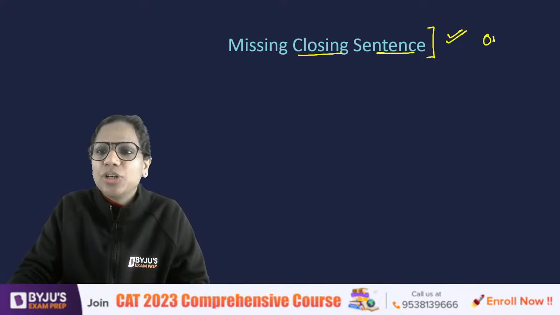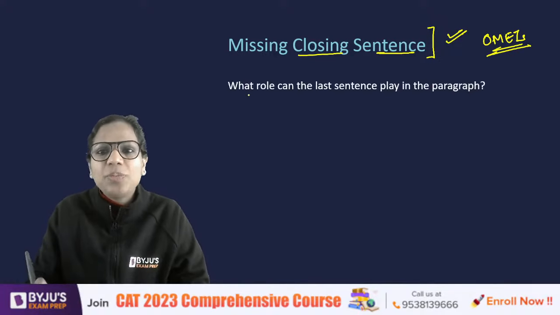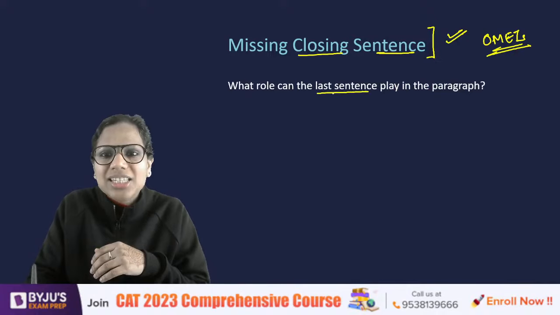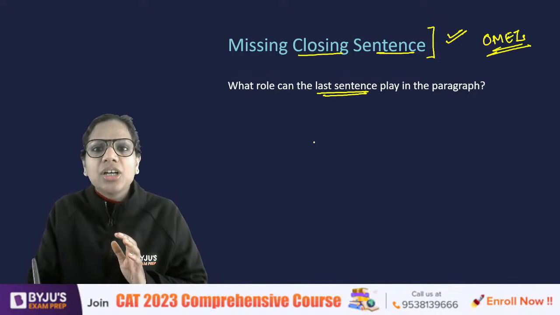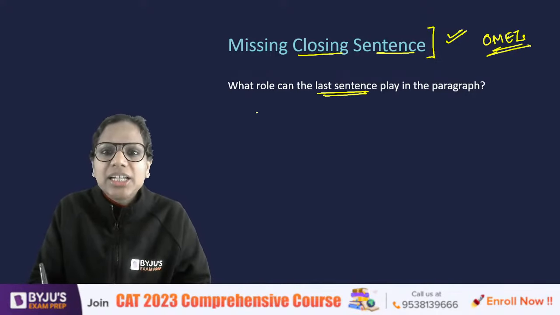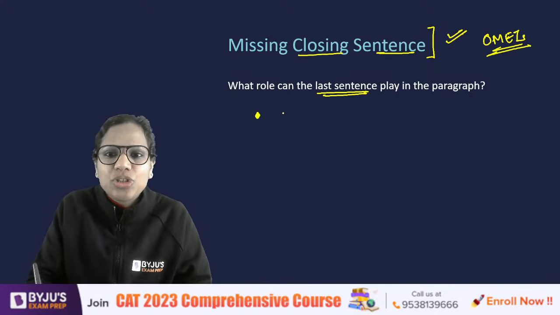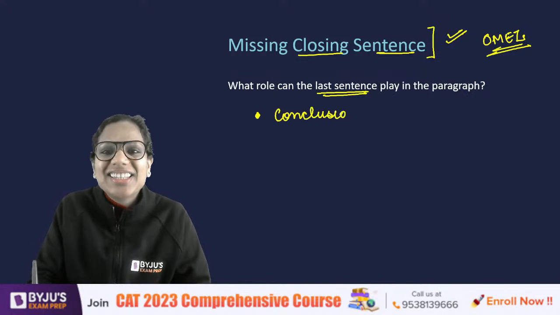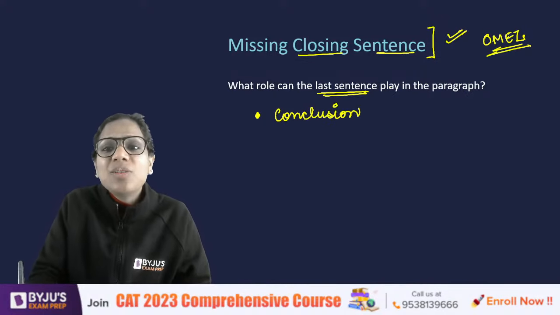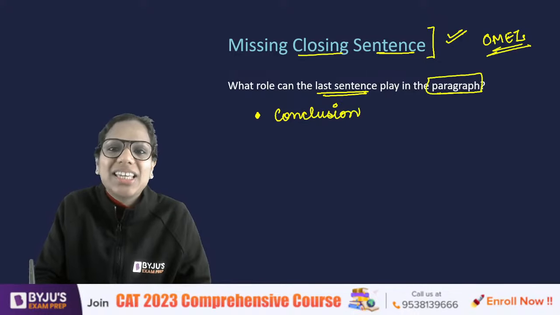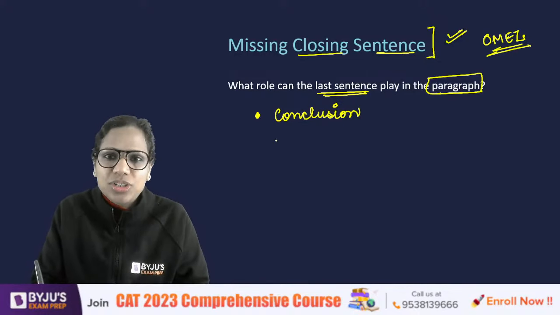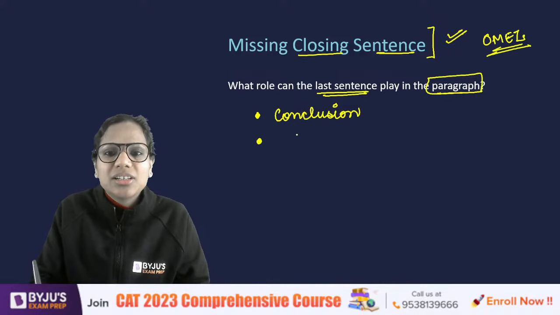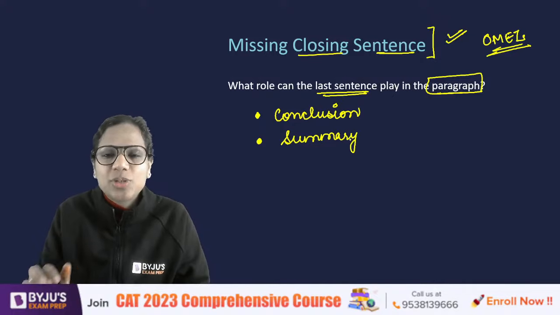Present not only in CAT but also in your OMETs, other management entrance tests, wherein the rest of the paragraph is given to you, just the last sentence is missing. So, my suggestion to you is that don't go with this misconception that the last sentence is always going to be the conclusion. A lot of students think this. Last sentence is the conclusion hona chahiye. This is a paragraph. It's not an entire essay that the last sentence always has to be a conclusion. Then some students have this notion that the last sentence should always be a summary. It should summarize whatever has been stated earlier.